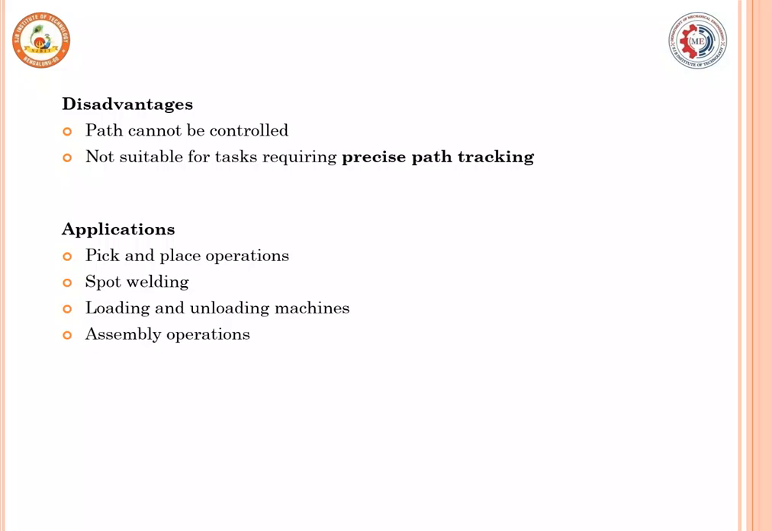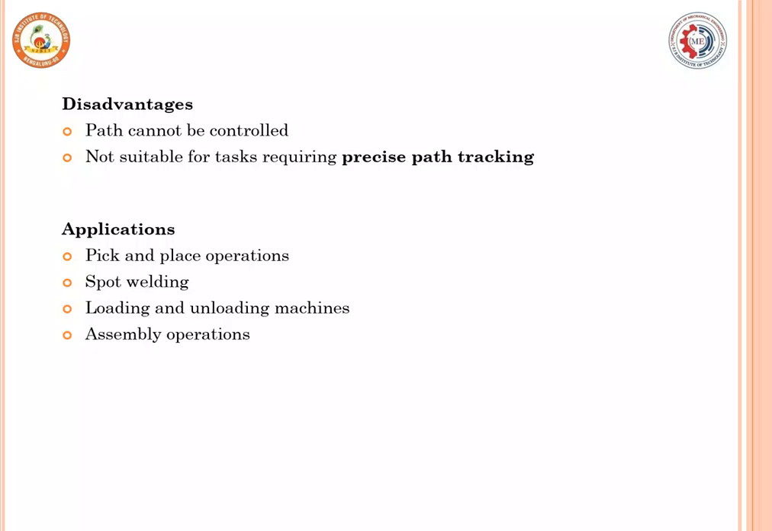The disadvantages are that the path cannot be controlled by the robot. It can go only according to the points that have been defined. It is not suitable for tasks requiring precise path tracking. If you need a precise motion, this type of motion cannot be achieved.